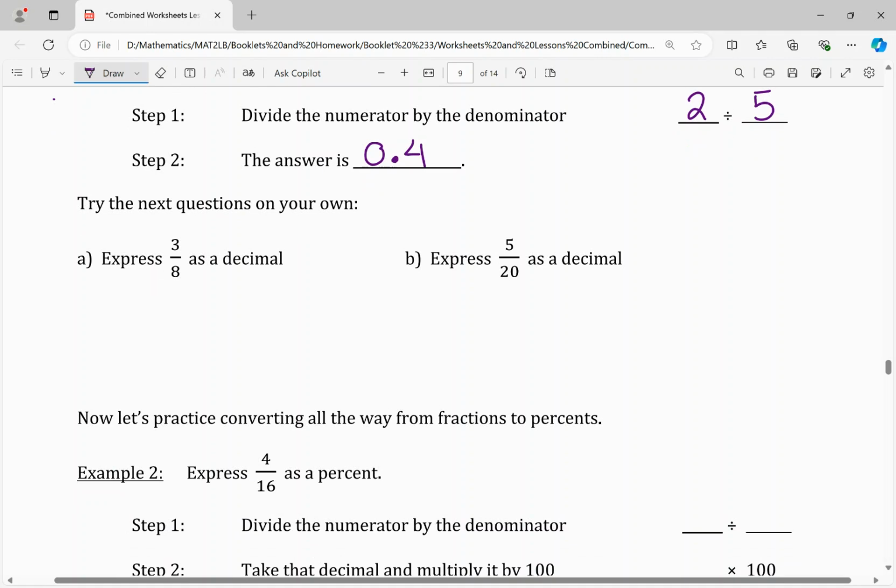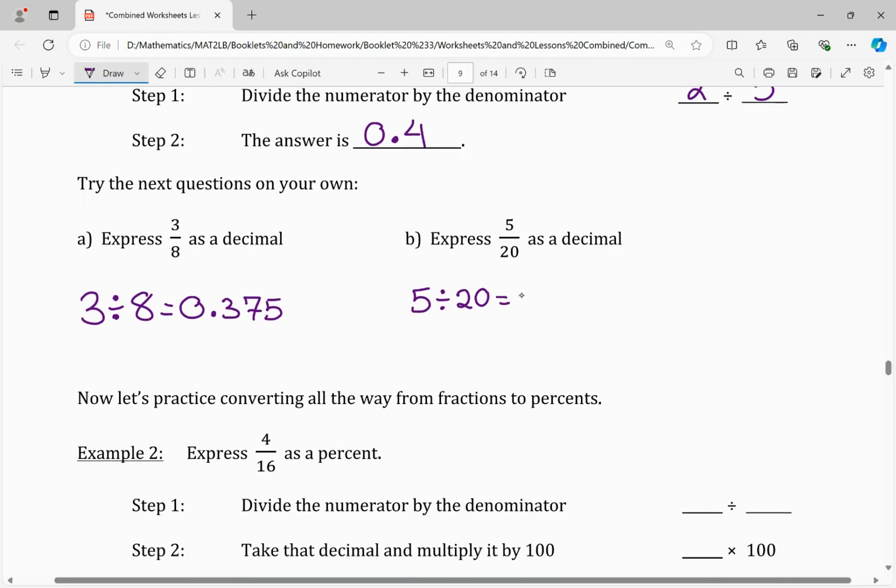Let's try some of the next questions. 3 over 8. What is that as a decimal? Plug 3 divided by 8 into your calculator and you are going to get an answer of 0.375. Express 5 over 20 as a decimal. Well, 5 divided by 20 is going to equal 0.25.